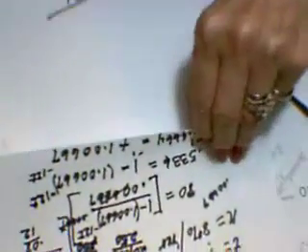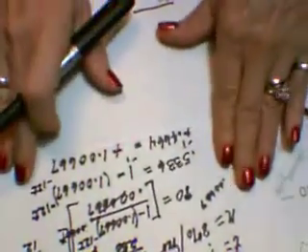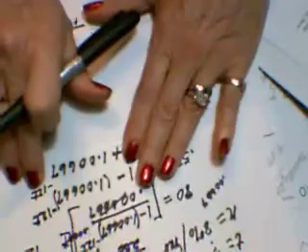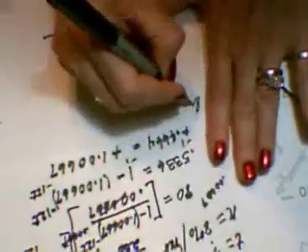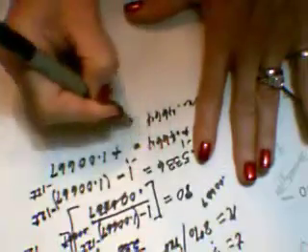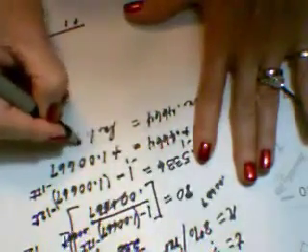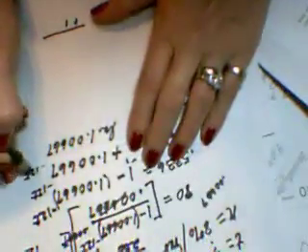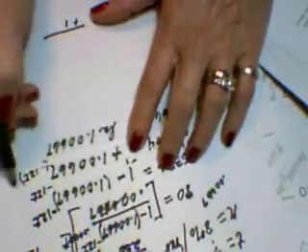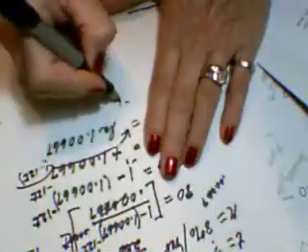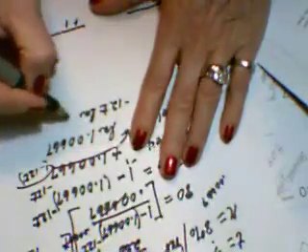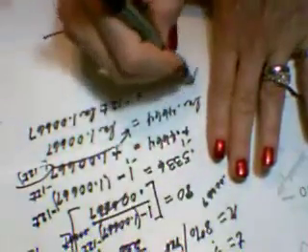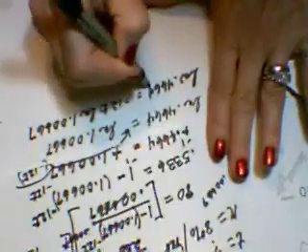Alright, now I'm ready to take the natural log, because I have this term isolated that has the power with the variable. So I'm going to take the ln of 0.4664 is equal to the ln of 1.00667 raised to the negative 12t power. Now this is going to come down in front. Negative 12t ln of 1.00667 is equal to the ln of 0.4664.